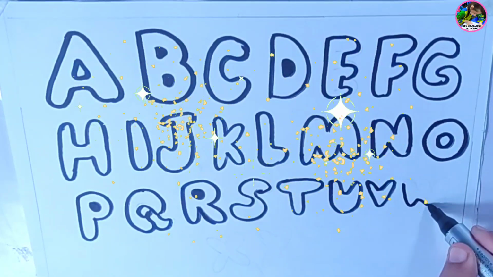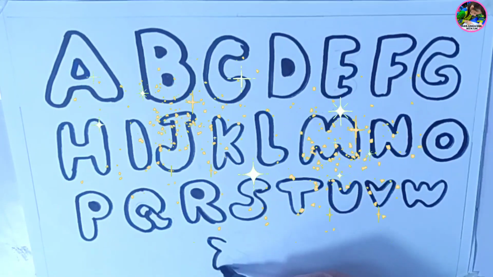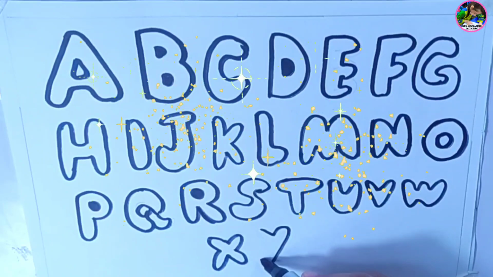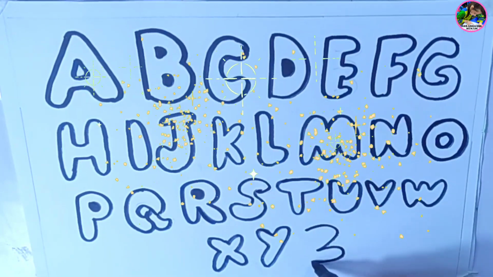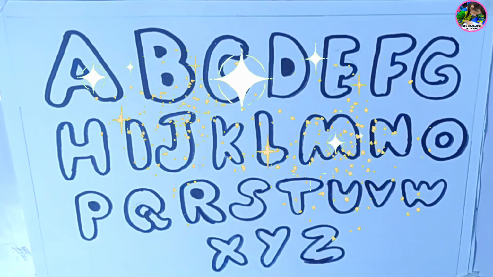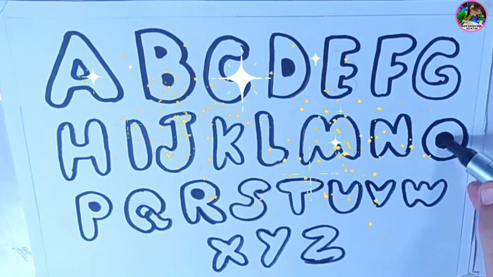U. Umbrella. V. W. Watermelon. X. Xylophone. Y. Yo-yo. Z. Zebra. Let's color these letters.